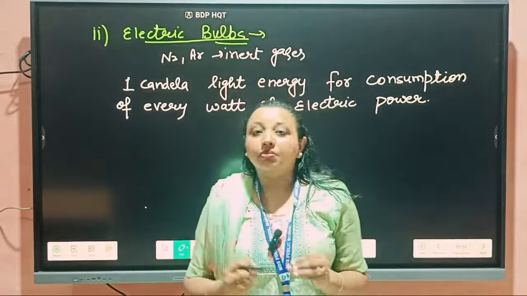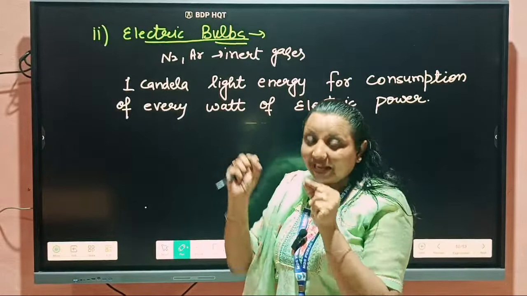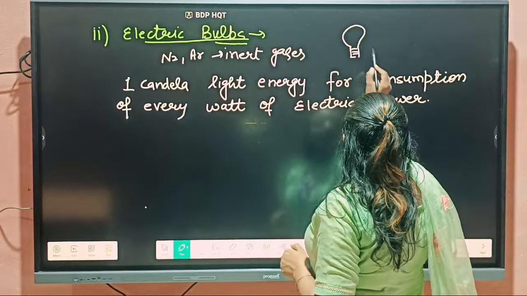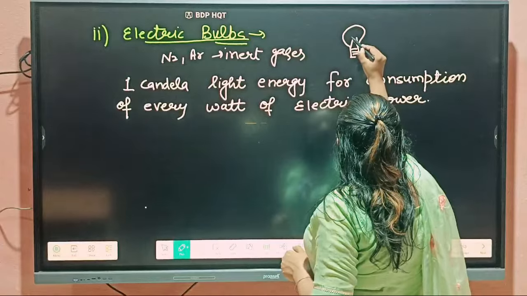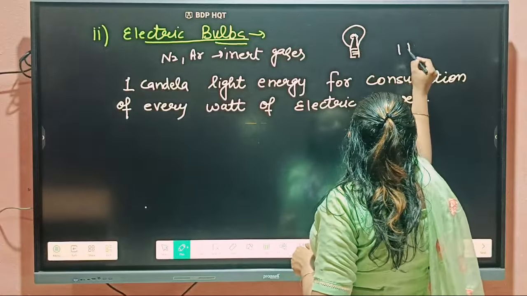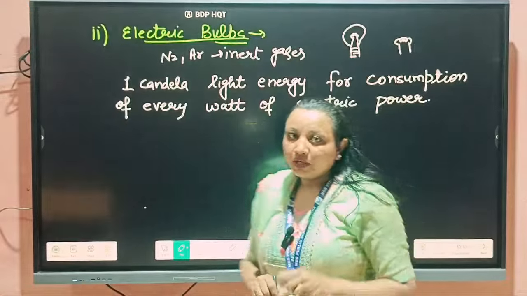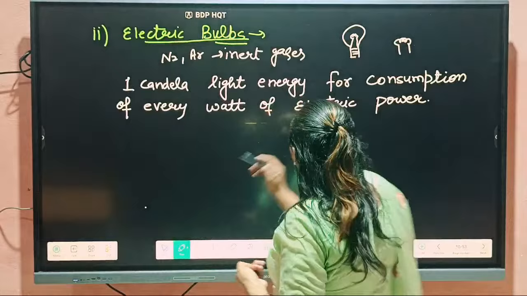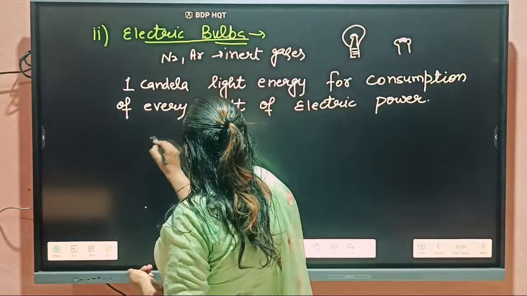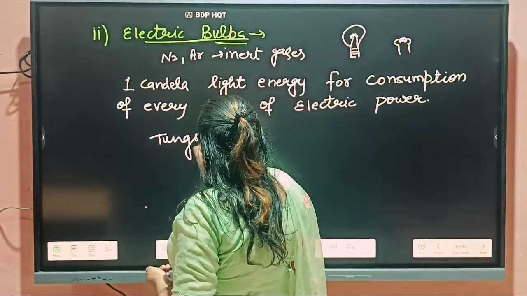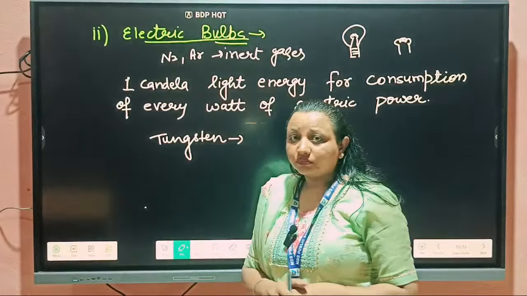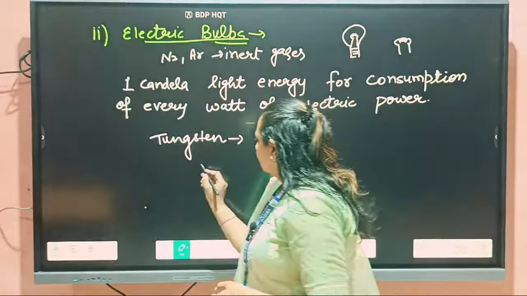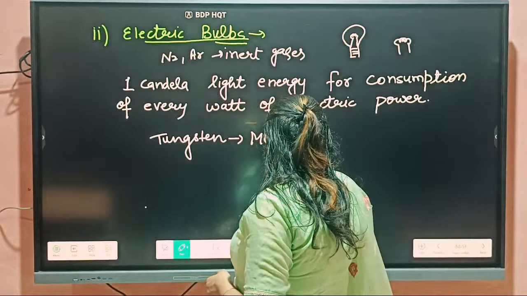And the electric bulb also has tungsten as a filament. Suppose this is the bulb, right? There is tungsten like that, something like that. So it is the filament. The filament of the electric bulb is of which material? It is of tungsten. And this tungsten material has a very high melting point.